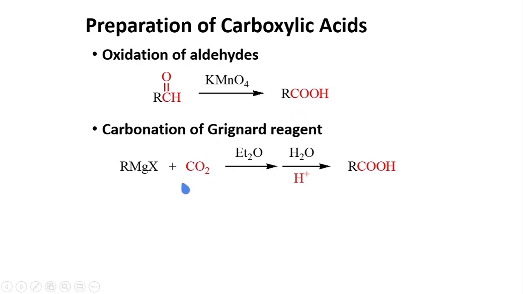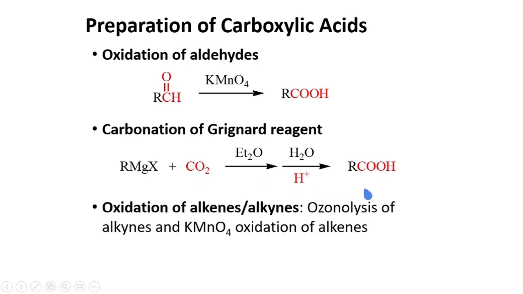Grignard reagents may react with carbon dioxide followed by acidification to form carboxylic acids. You can oxidize alkenes or alkynes via ozonolysis or potassium permanganate oxidation to get carboxylic acids. And recently, I discussed the haloform reaction as a method to obtain carboxylic acids as well.